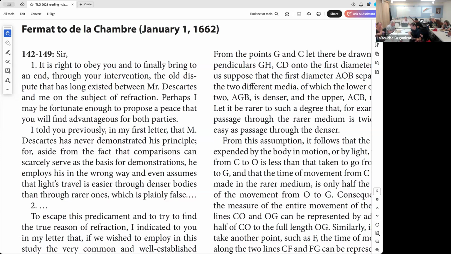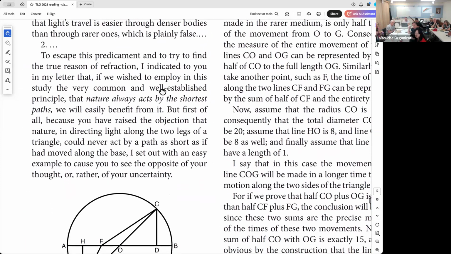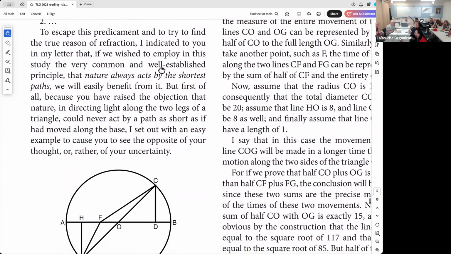To escape this predicament and to try to find the true reason of refraction, I indicated to you in my letter that if we wish to employ in this study the very common and well-established, I've reached the end. Do you want to move it up? Thank you. I'm sorry.